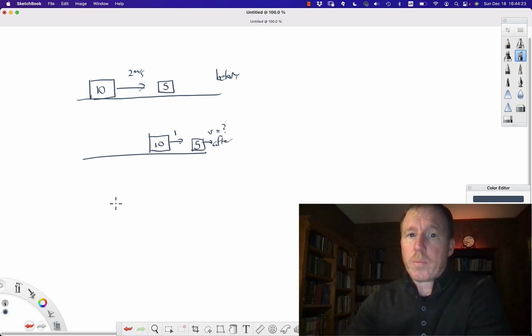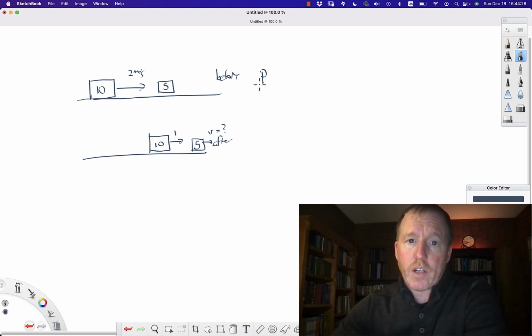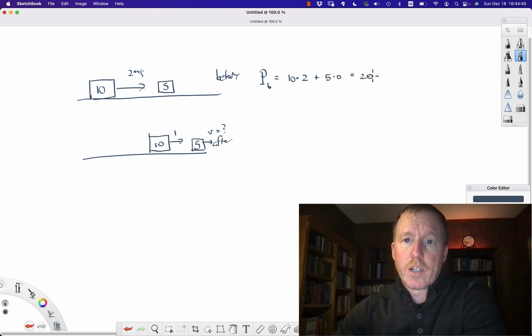Okay, well here you probably realize right away that this is a conservation of momentum problem. So the momentum of this entire system before the collision is the mass of the 10 kilogram object, which is 10, times its speed, plus the mass of the 5 kilogram object times its speed. So that is just going to be 20 kilogram meters per second. Well, that has to be equal to the momentum of the entire system after the collision, which is going to be the 10 kilogram mass times its speed of 1, plus the 5 kilogram mass times its speed of v. So we need to say these two are equal to one another.